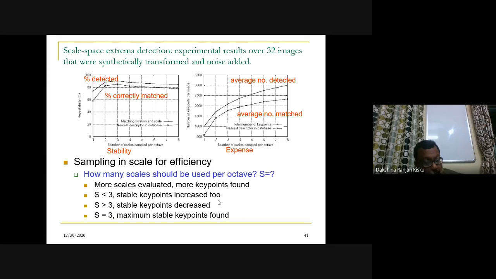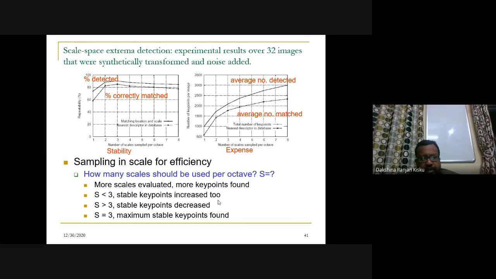Okay, now if we use those images for getting the number of scales, then we represent the repeatability along the y-axis and the number of scales along the x-axis. Okay, and then we get two different curves for matching location and scale and nearest descriptor in database. Now here we can see that after three scales the curves are getting smoothened. Okay, curves are getting flattened.